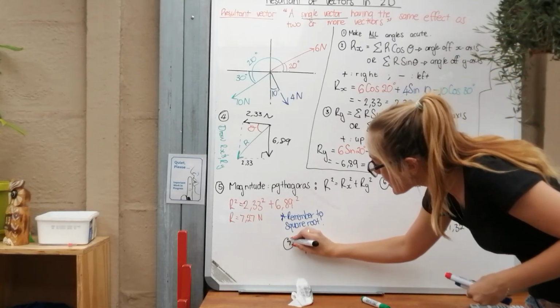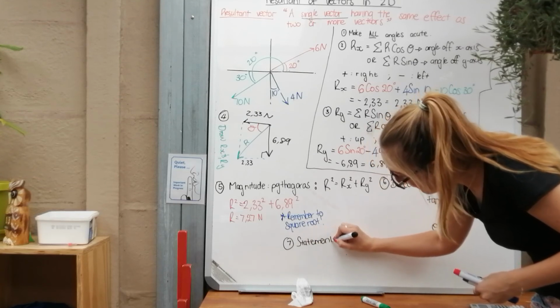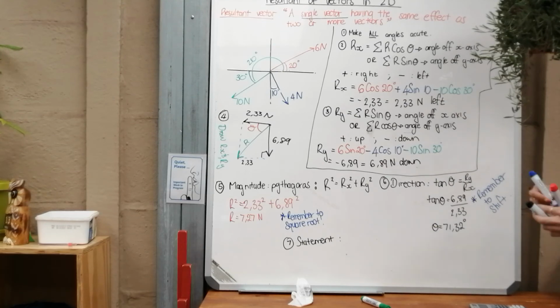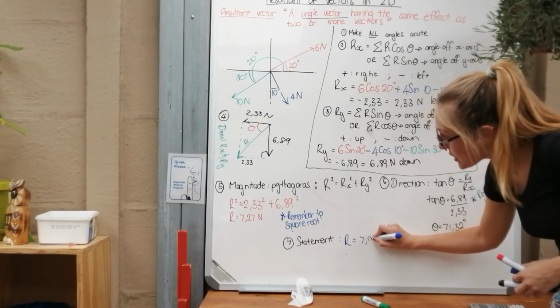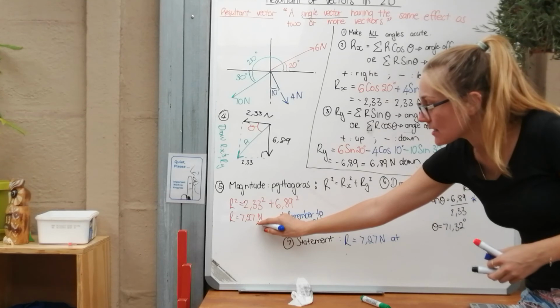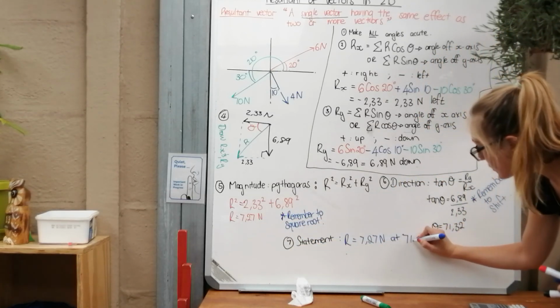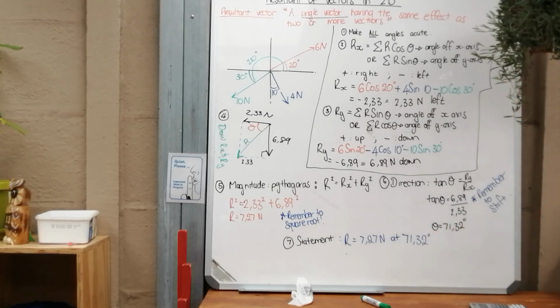Okay, so now we've basically got all the information we need, but you do need to say a little statement at the end. It has to comprise of the magnitude and the direction, and you need a little more for the direction. So we can say that our resultant vector is 7.27 newtons at, so that's our resultant magnitude, at the direction 71.32 degrees, but now that doesn't mean much. 71.32 degrees measured from where?